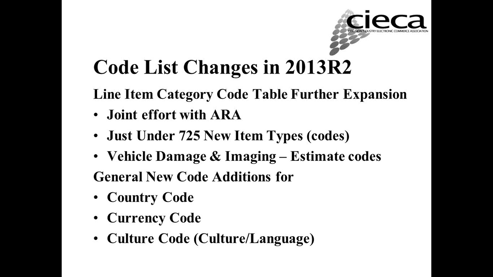The country code and currency code tables were expanded and now include 17 new countries, for example, Turkey and Spain, and 5 new currencies, for example, the pound sterling and euro. The culture code was also expanded, and it now includes 10 new cultures, languages like Italian and Dutch. The codes selected were from the ISO, the International Organization for Standards.